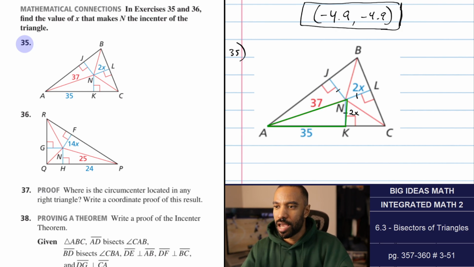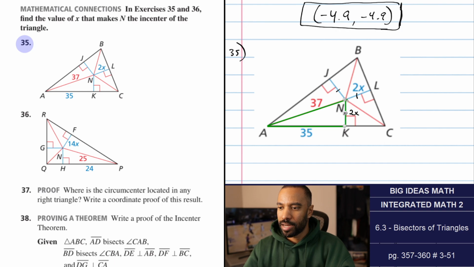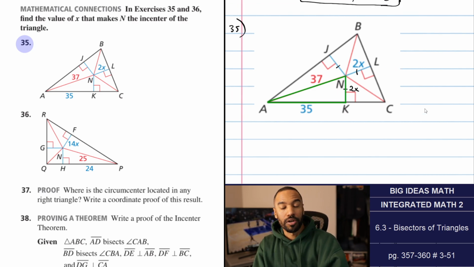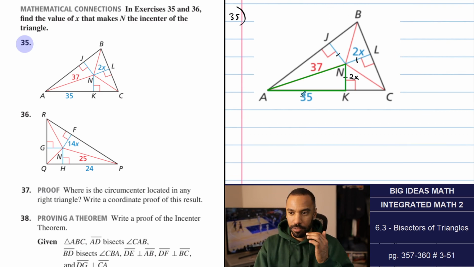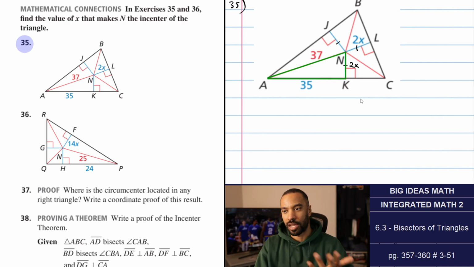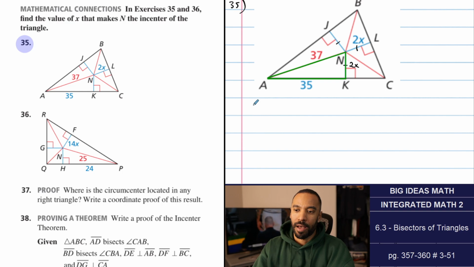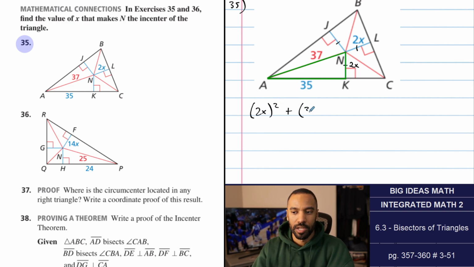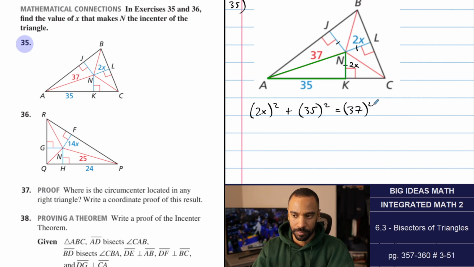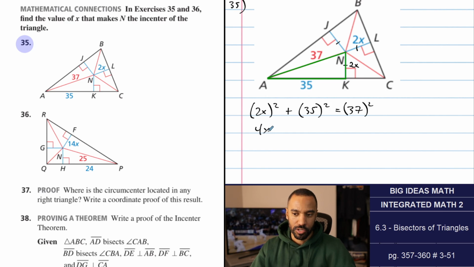Okay, so there's that right triangle, and I'm trying to think of any other way I would do this, but my eye goes toward the Pythagorean theorem. You have the length of both legs and the hypotenuse, and that's a way to find a missing length. So I have 2x. This is a squared plus b squared equals c squared: 2x squared plus 35 squared equals 37 squared. Now 2x quantity squared is also 4x squared.